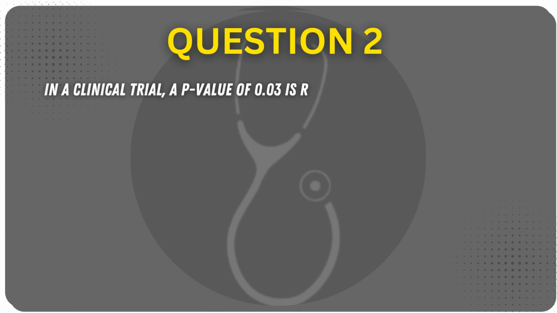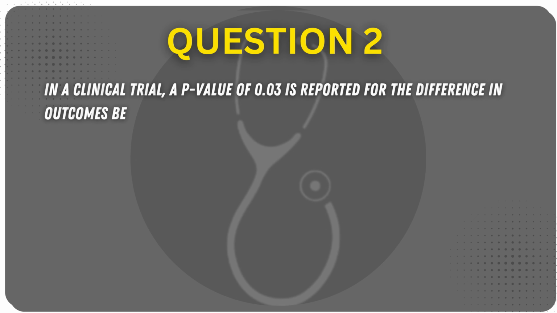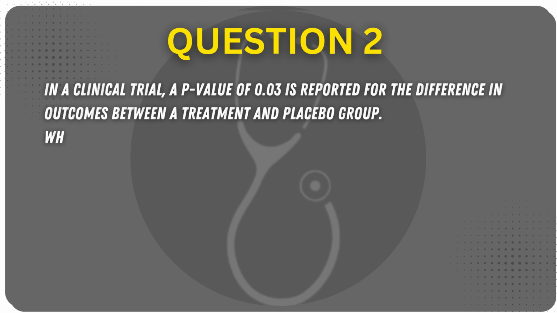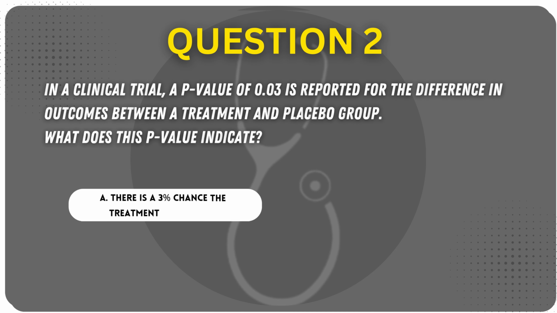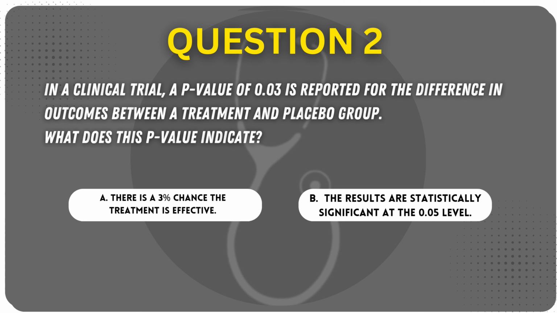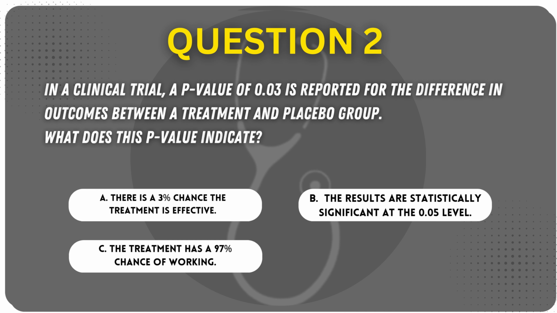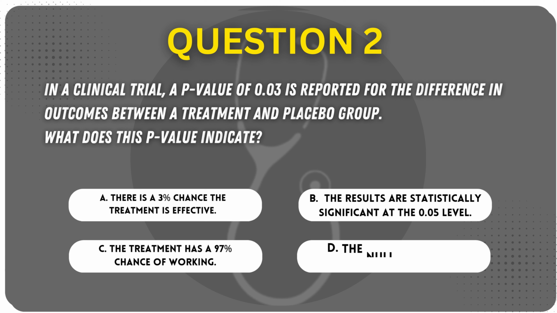Question 2. In a clinical trial, a p-value of 0.03 is reported for the difference in outcomes between a treatment and placebo group. What does this p-value indicate? A. There is a 3% chance the treatment is effective. B. The results are statistically significant at the 0.05 level. C. The treatment has a 97% chance of working. D. The null hypothesis is true.